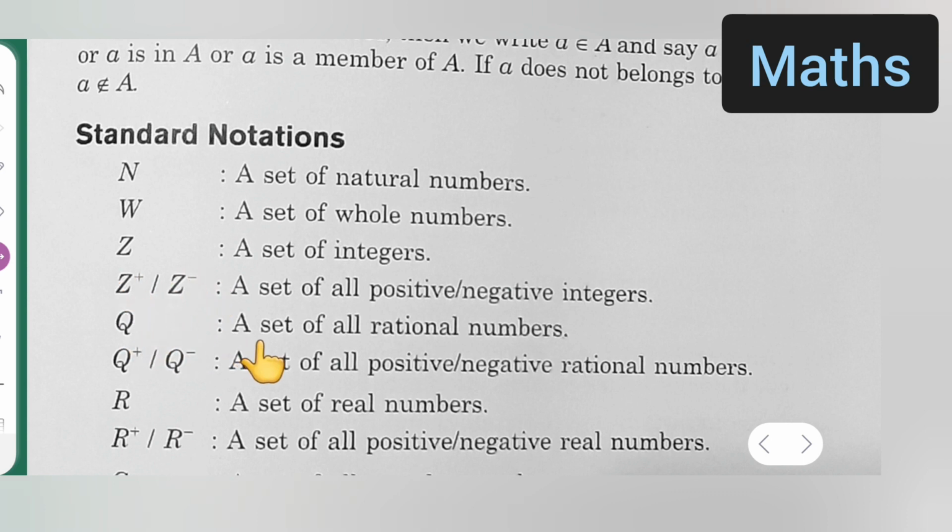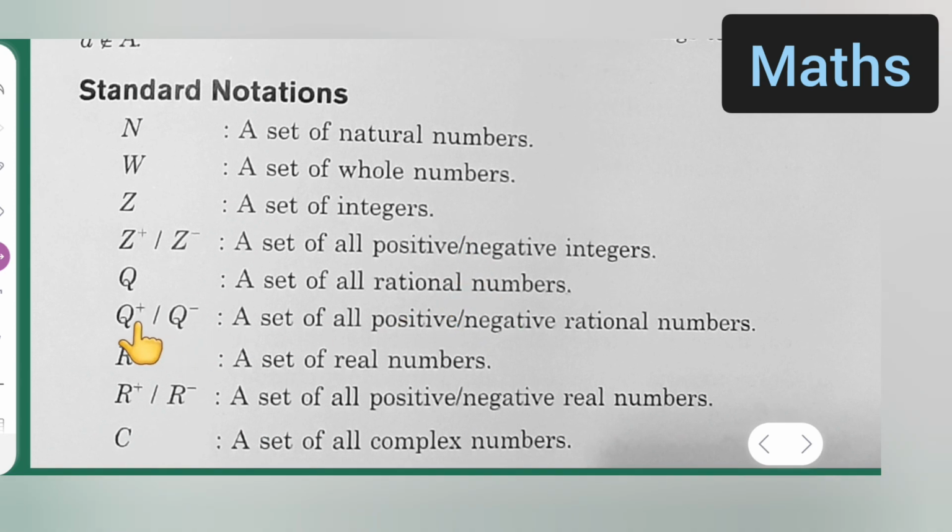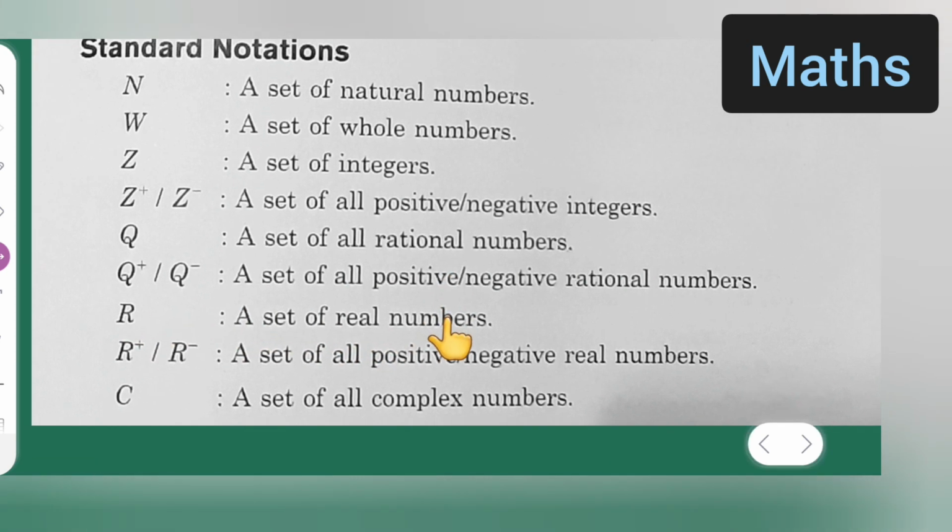Okay, Q is what? A set of all rational numbers. Now Q plus is a set of all positive rational numbers. Q minus is set of all negative rational numbers. Okay, R is a set of real numbers. R plus is a set of all positive real numbers. R minus is set of all negative real numbers. And C is a set of all complex numbers. Okay, these are the standard notations and you all can take down this.